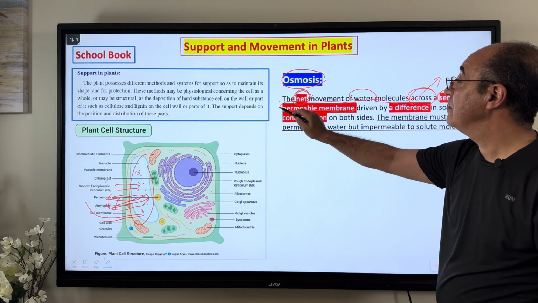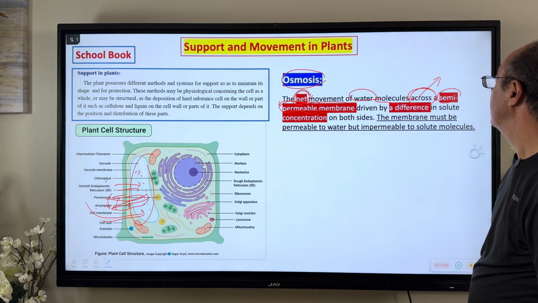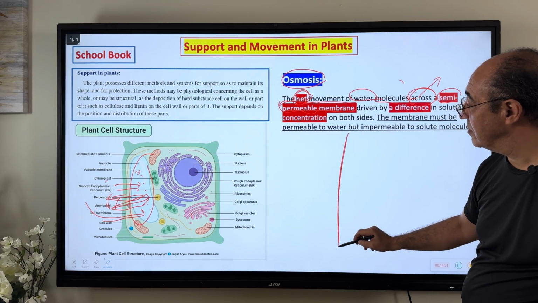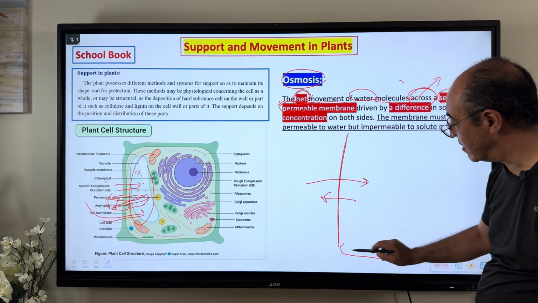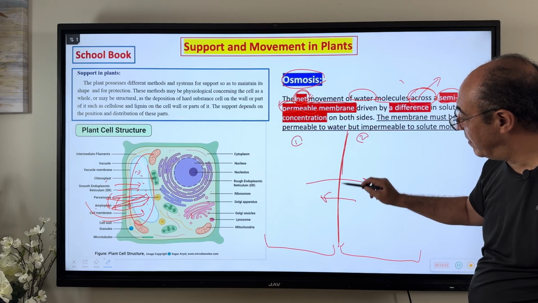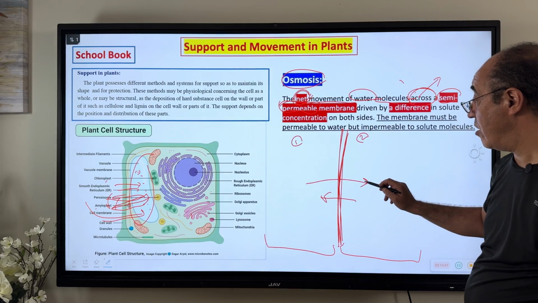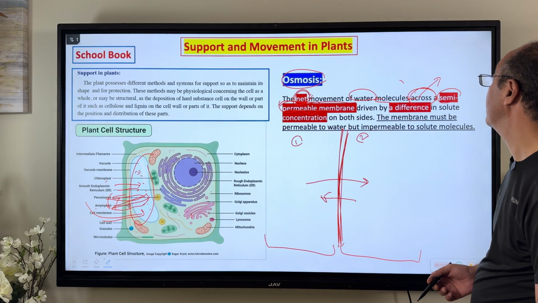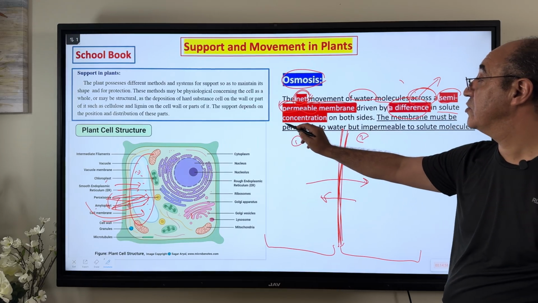The membrane must be permeable. It must allow the water to come in and out, right? And there must be a membrane, right? There must be a division where the water would move from one direction to the other direction. So you have two different environments, environment 1, environment 2, separated by a semi-permeable membrane. And the water must be able to move in one direction versus another. The question is, what drives that movement? What drives the movement is the difference in solute concentration.